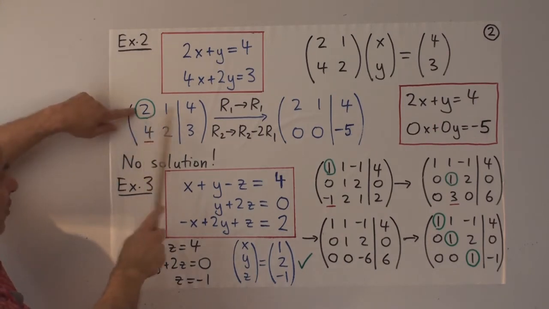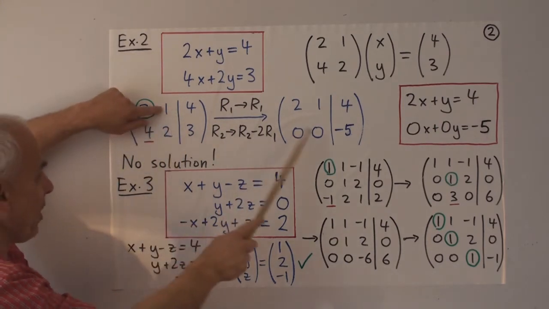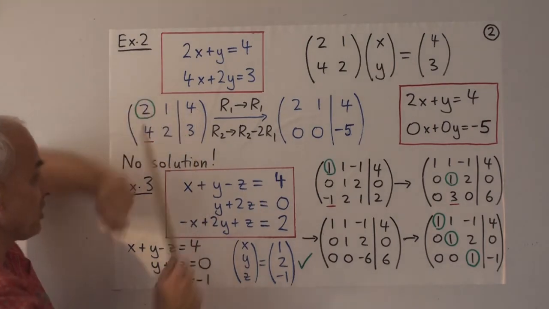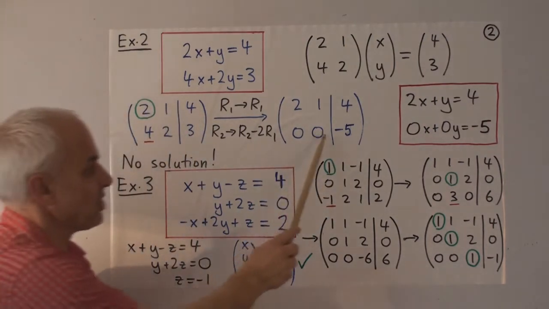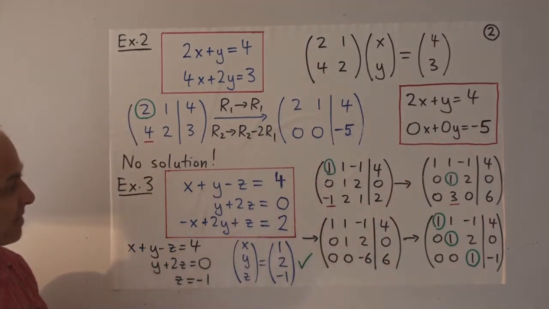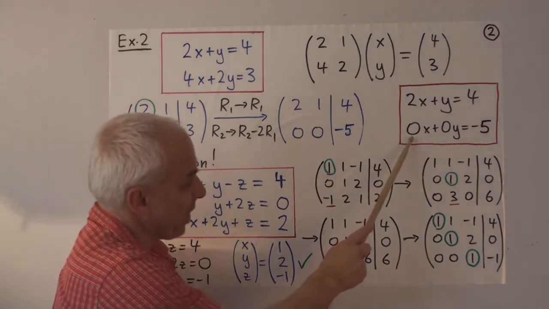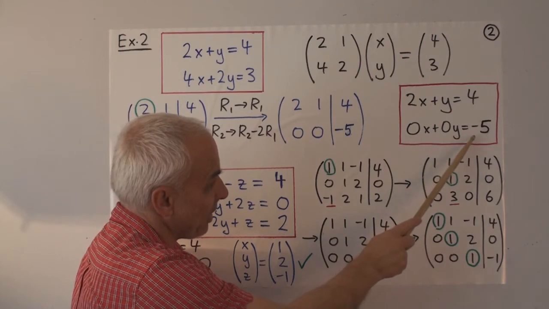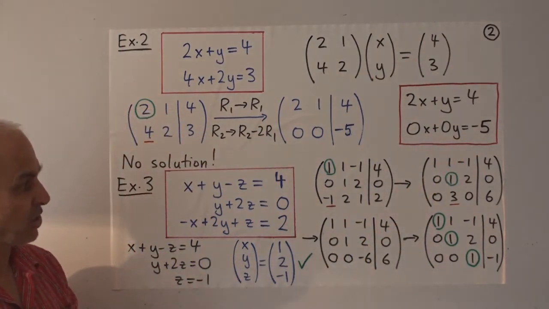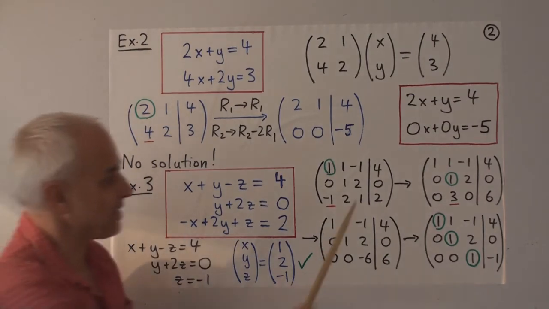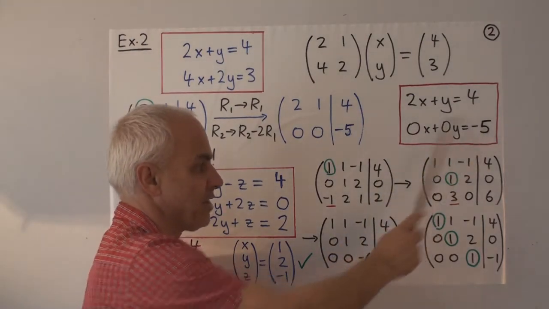4 minus 2 times 2 is 0. 2 minus 2 times 1 is 0. And 3 minus 2 times 4 is minus 5. This corresponds to this system of equations. And the second equation is 0x plus 0y equals minus 5. What kind of an equation is that? No matter what x and y are, this could never be true.